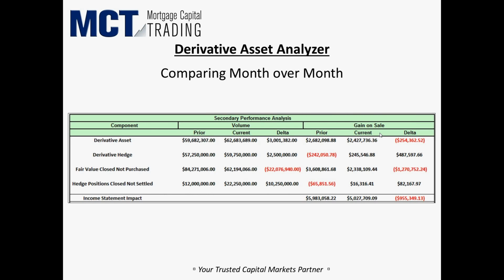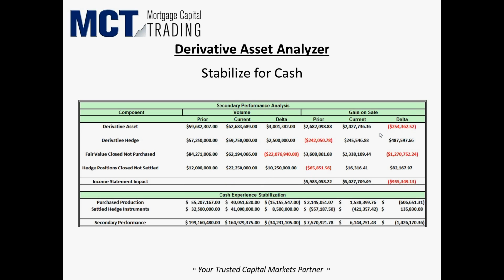So this first part basically just copies the journal entries. The only additional thing it does here is show the corresponding values. Right off the bat, you can see derivative asset open pipelines are pretty similar. We've gone from 59.6 million to 62. But there's been a big change. You can see the fair value of closed loans not purchased going from 84 to 62. So we've had a $22 million delta month over month in that. But again, we're getting right to that 955,349 loss month over month.